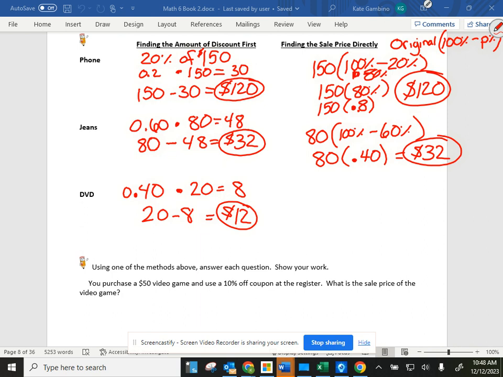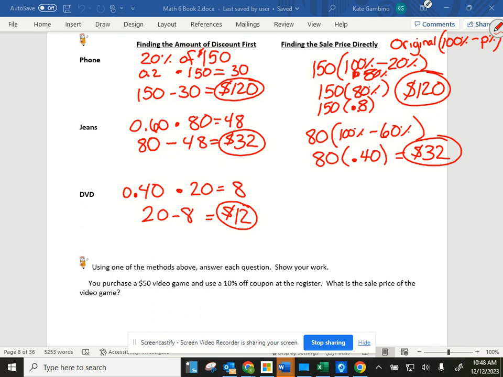Some of us are saying, hey, I really understood finding the discount and subtracting that. I understand that. I want to keep with that. That's fine. Some of us are saying, hey, I can do 80 times 0.4. Whew, I get it, and it's quicker. I want to use that method. As long as you get it and you're doing the math correctly, both methods get us the same answer. You're going to find what works for you.